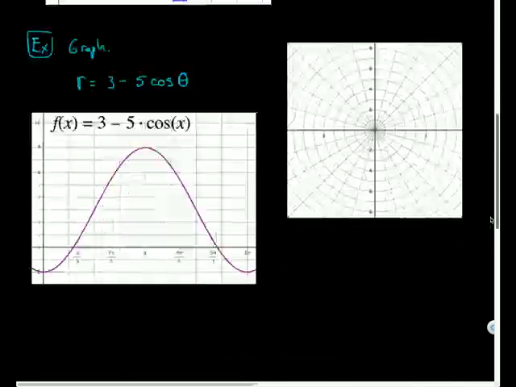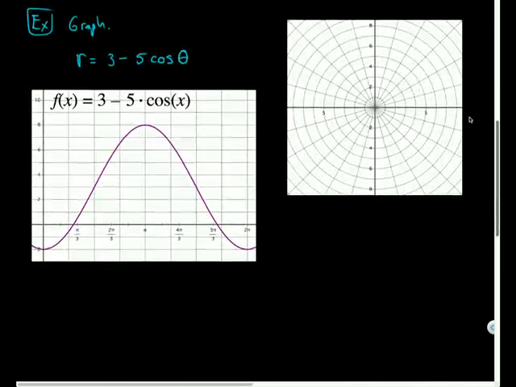Now let's consider something a little bit more complicated. So here I've got r equals 3 minus 5 times cosine theta. So once again, my y values are going to become my radius, or the magnitude of the point, and my x-axis is going to be theta, or the angle that I'm working at here. So here I've got kind of a translated and stretched cosine function. So its maximum value is 8, and its minimum value is negative 2.